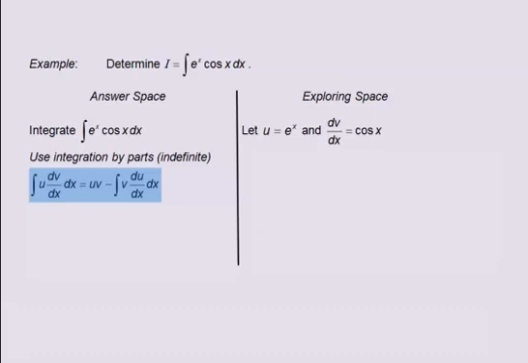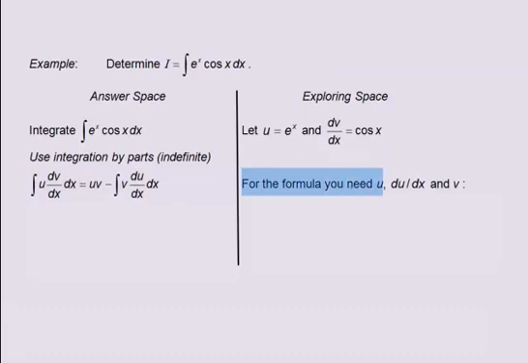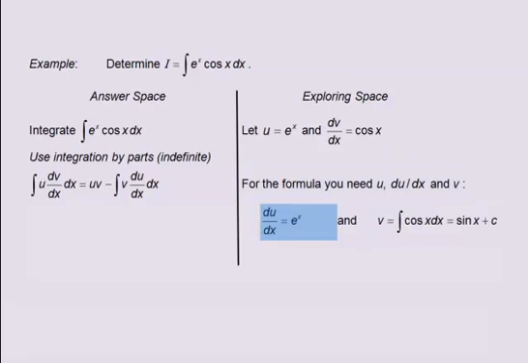The integral of u multiplied by dv by dx equals u times v minus the integral of v multiplied by du by dx multiplied by dx. For the formula you need u, du by dx and v. Differentiating u with respect to x gives du by dx equals e to the x, and v equals the integral of cos x with respect to x, which equals sin x plus c.